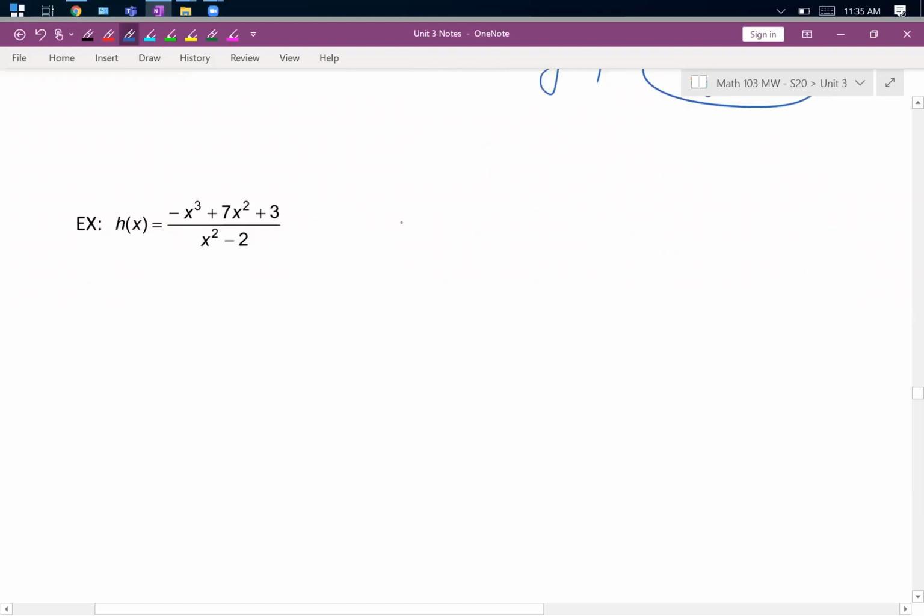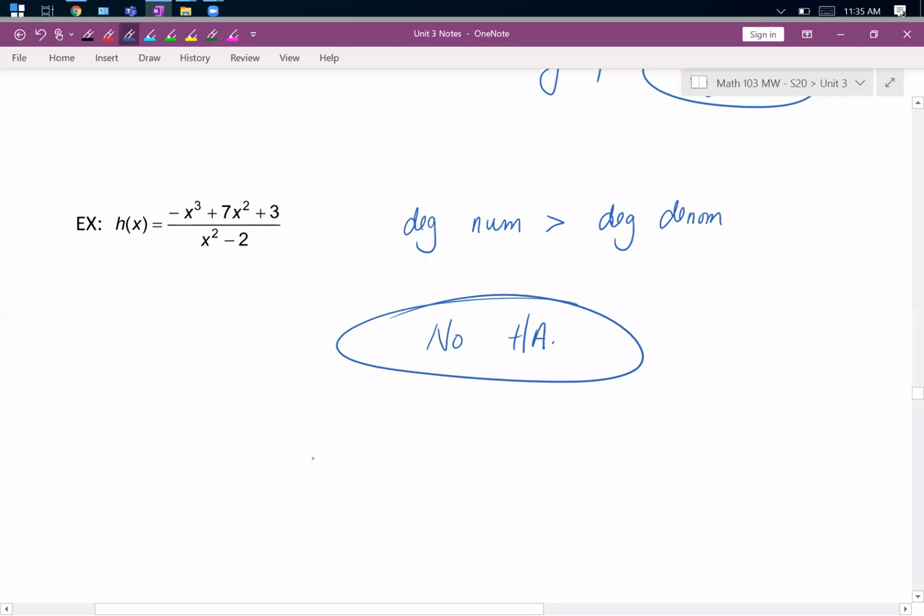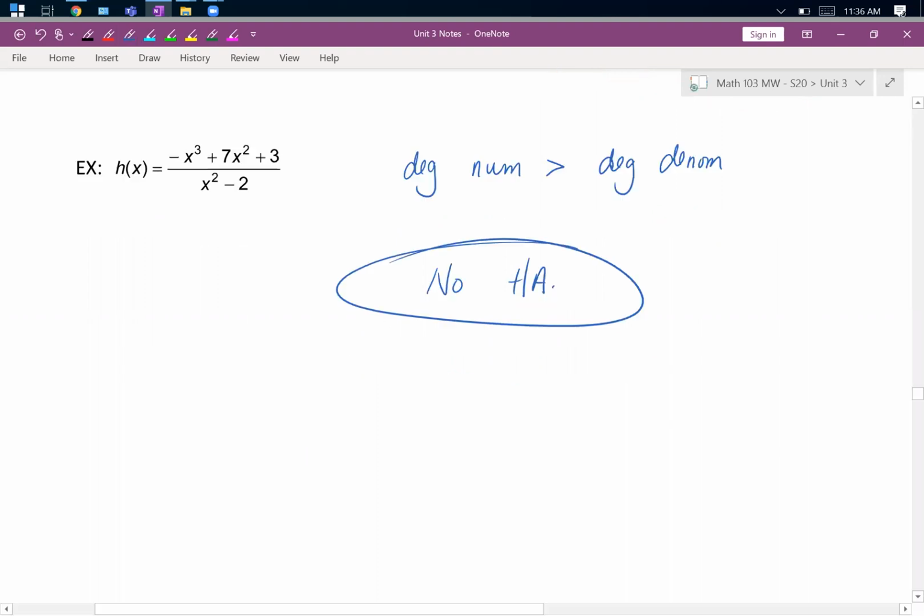In our last example here, the degree of the numerator is greater than the degree of the denominator. So we've got this big numerator and we're dividing it by this smaller number in the denominator. When we're dividing by a number smaller than ourselves, the number just keeps getting bigger. So in this case, we have no horizontal asymptote. Questions on horizontal asymptotes?